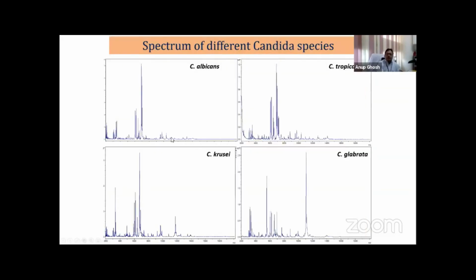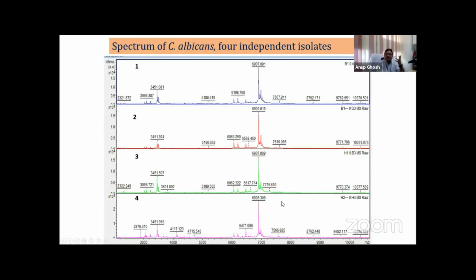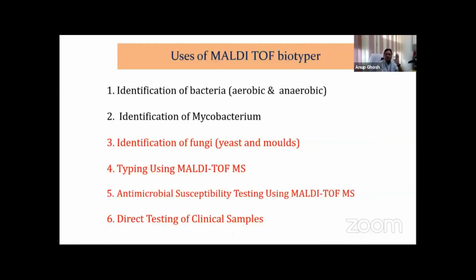So what I was trying to say is that it has been found that this ribosomal protein is different in different species. I just wanted to show you in the case of Candida albicans, Candida tropicalis, Candida krusei, Candida glabrata. Even visually, with the naked eye, they are different. But if I show you this Candida albicans, different isolates from different patients, you see, this is identical and exactly the same. So that is the beauty of this machine. It is highly, highly accurate, but you have to do it in a proper way.